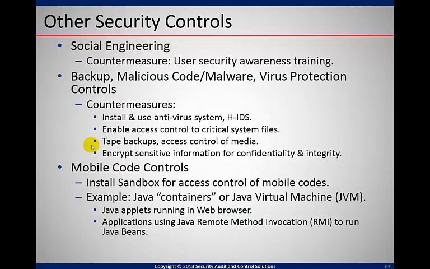Other security controls include addressing the risk of social engineering. We can worry about security awareness training, backup, malicious code, malware, and virus protection controls. We can install antivirus software and a host intrusion detection system. We can enable access control to critical system files, can ensure that backups are done, and not only the backups, but the recovery is tested, and we can encrypt sensitive information for confidentiality and integrity.